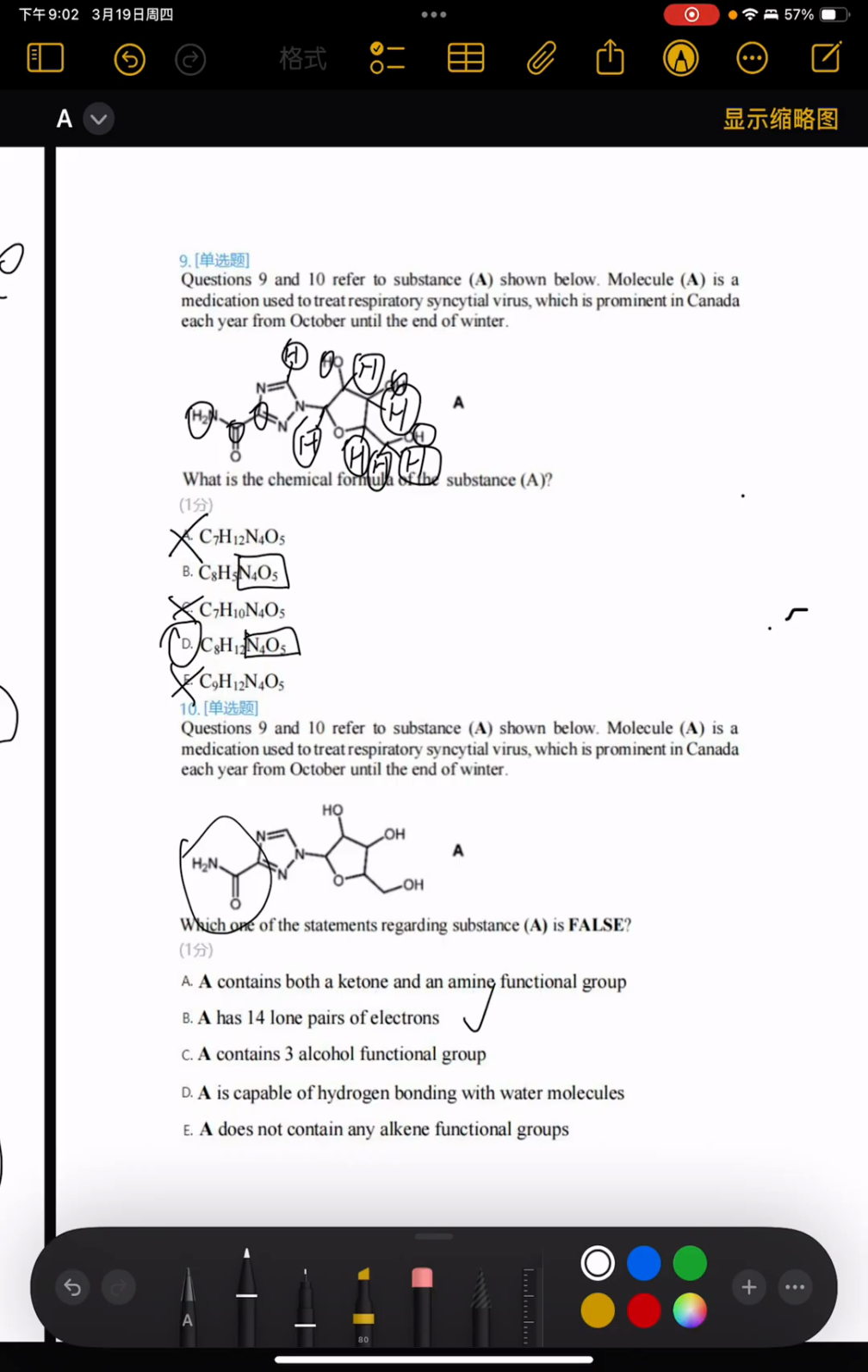This has 14 pairs of electrons. I won't count it, but you can count it and you'll see that there's 14. This also has 3 hydroxyl functional groups. 1, 2, 3. This one's also correct. It is capable of hydrogen bonding. There's alcohol. There's nitrogen. So this looks very possible to be hydrogen bonding. And it does not contain any alkene. And we can see that there's not a single carbon connected by double bonds. There's no isolated double bond, so which means that this is also correct. So the only incorrect one is A.